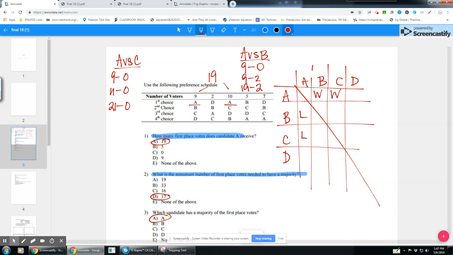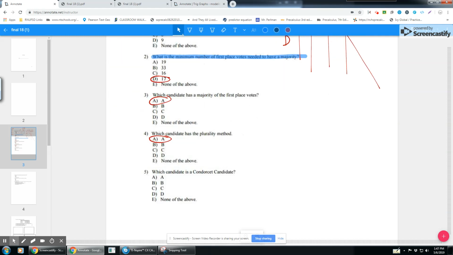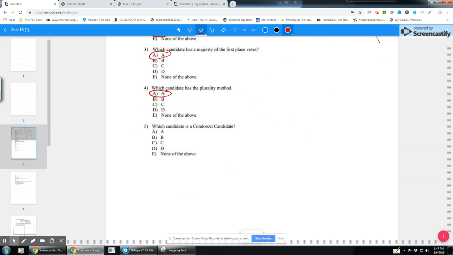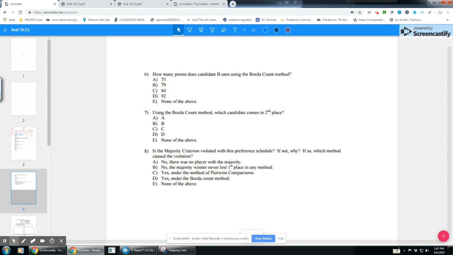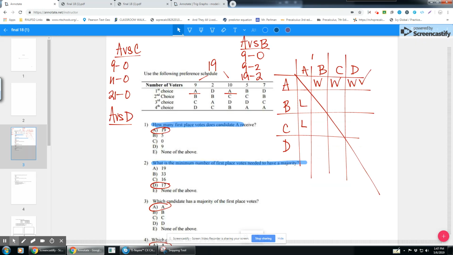Now we're going to go to the last one, A versus D. And again, I could see after we get to the third column, A is going to win. So A is your Condorcet winner. Right now that took care of the first page. If we keep going, how many points does candidate B earn using the Borda count?